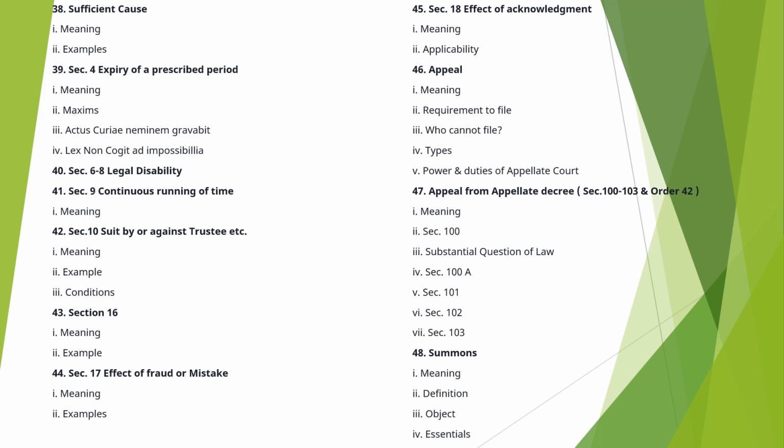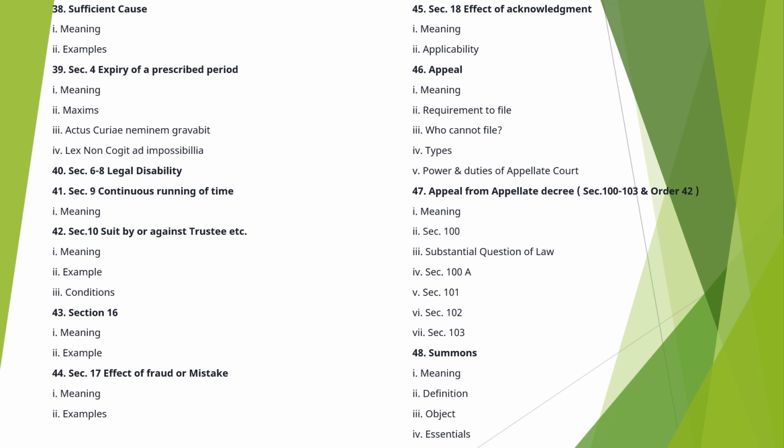Other topic is Section 6 to 8, legal disability. Then Section 9, continuous running of time. Section 10, suit by or against trustee, etc. We will see the meaning, example, conditions. These topics come under the Limitation Act. Then again we will see Section 16, what is the meaning, example of Section 16. Section 17, effect of fraud or mistake, meaning and examples. Section 18, effect of acknowledgement, meaning and applicability.